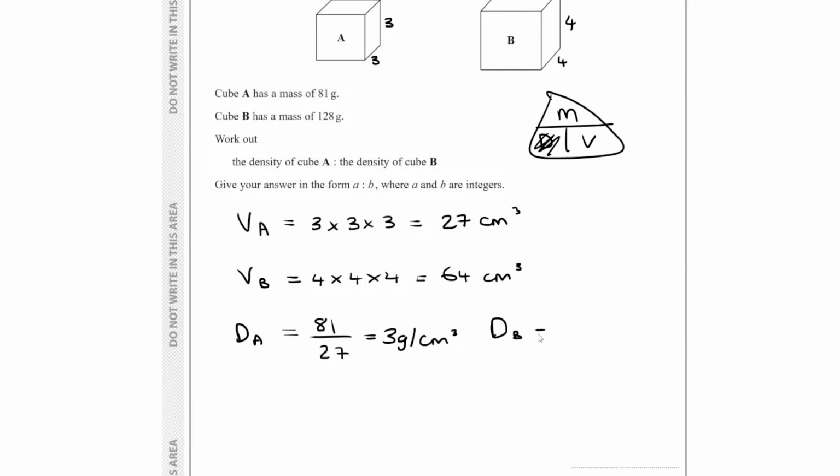Density of B, 128 over 64. You can see they've chosen that deliberately as well, because 64 is half of 128, which gives you 2.